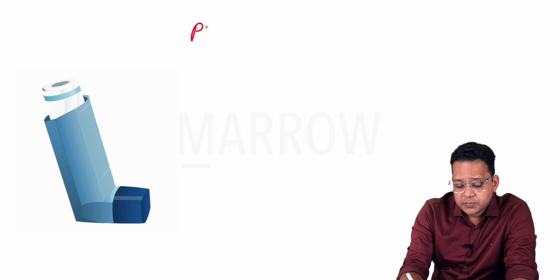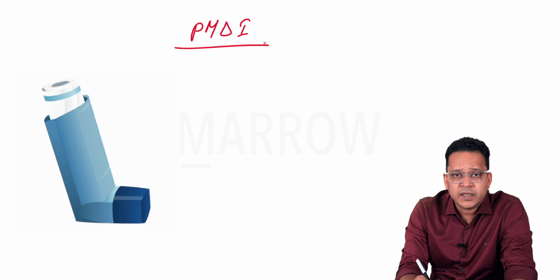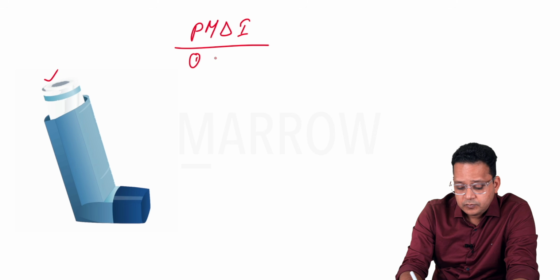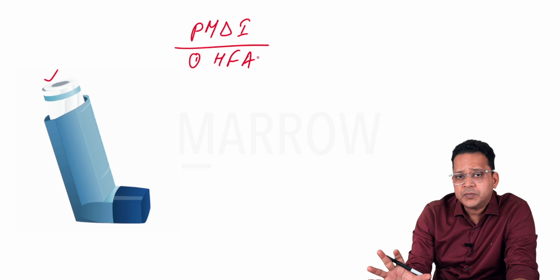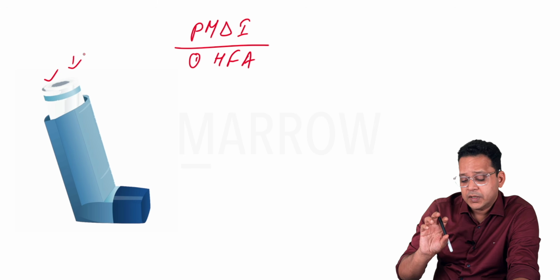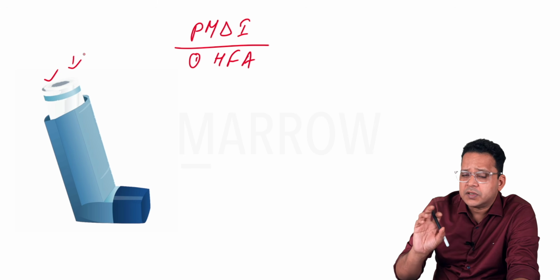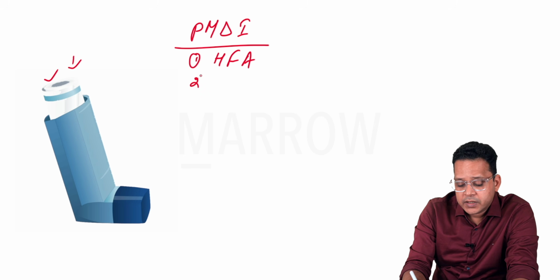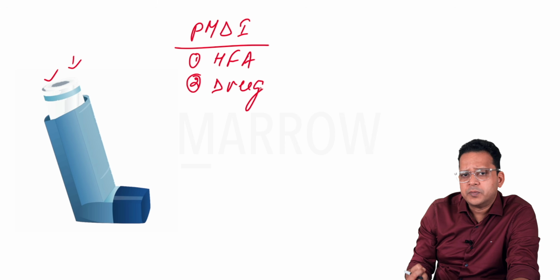This apparatus is called a PMDI, pressurized metered dose inhaler. So whenever you look at this apparatus, this is the canister, and this canister has one gas, that is HFA, hydroxyfluoroalkyl. So whenever you press this PMDI, this HFA, which is under pressure, comes out by opening of the nozzle. Now while it comes out, along with it, it will bring out a certain amount of drug.